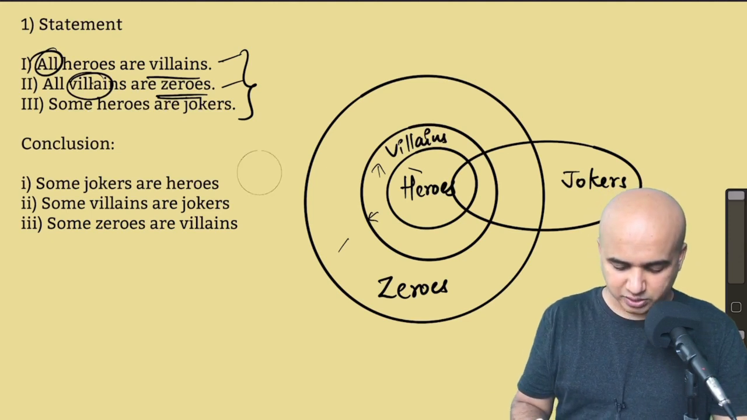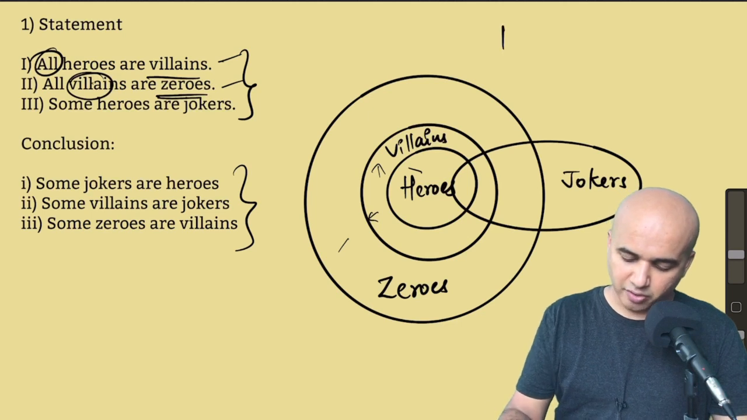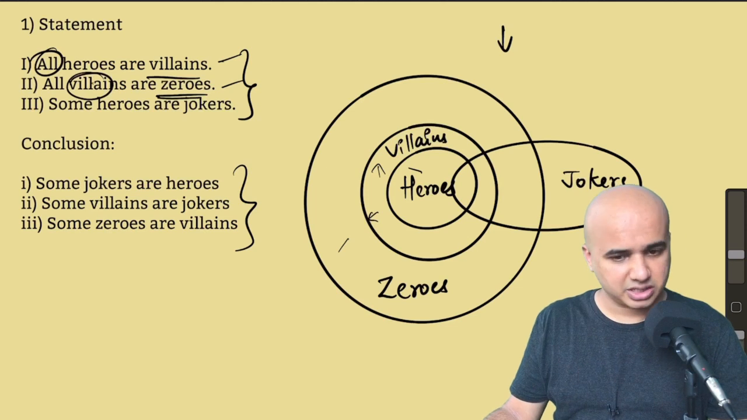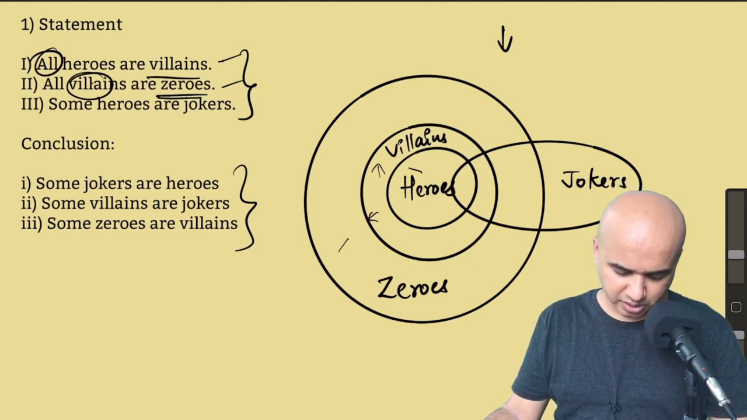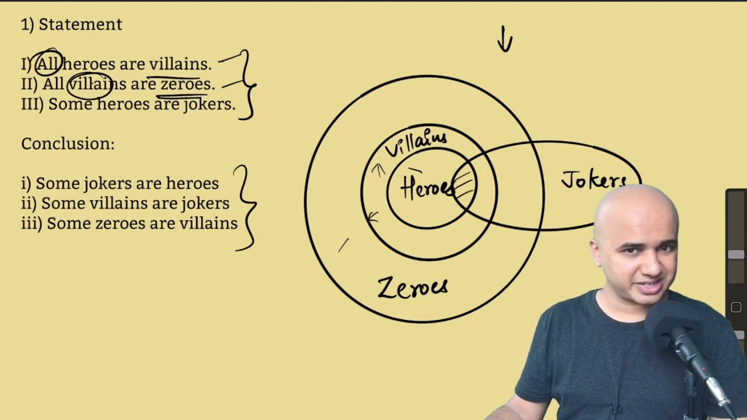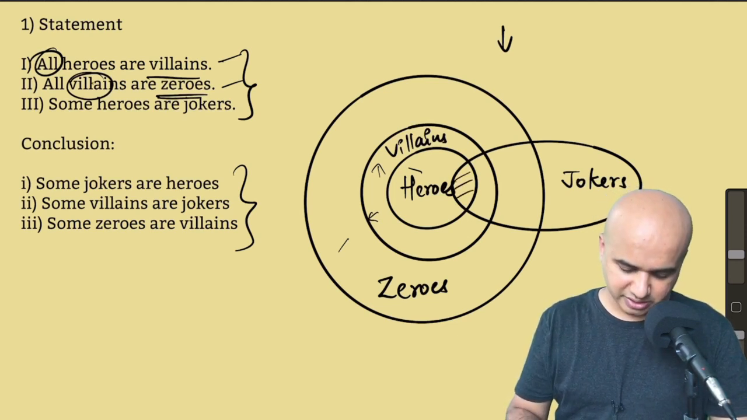Now let us look at the conclusion. Until now, we need not even worry about the conclusions. Now that we have drawn or pictorially represented this, we can easily proceed towards the conclusion. So now what does the conclusion say? Some jokers are heroes, they say. Of course, yes, there is some intersection, right? So obviously, this is being followed.